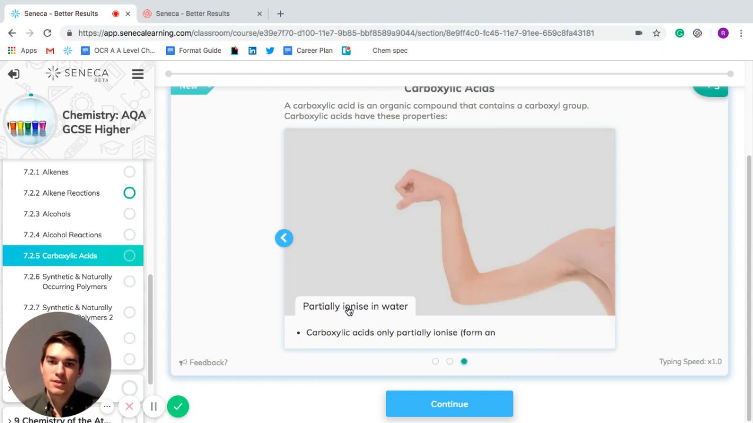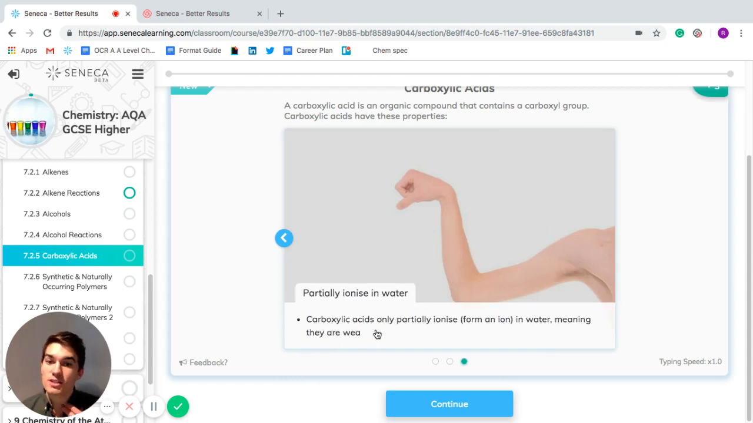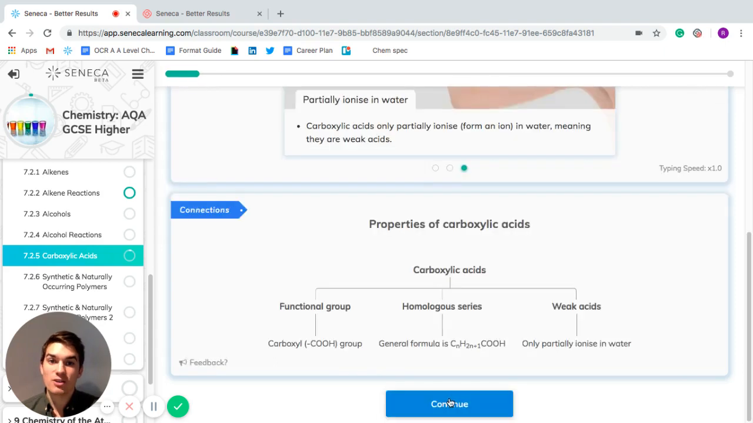Now, carboxylic acids only partially ionize, which means they form ions in water. So they're weak acids, but they are acidic because they're able to donate a hydrogen. We've just got a little example here. So for carboxylic acid, the functional group is this carboxyl COOH group. The general formula, the recap, is CnH2n plus 1 COOH, and they're weak acids, so they're only partially ionized in water.